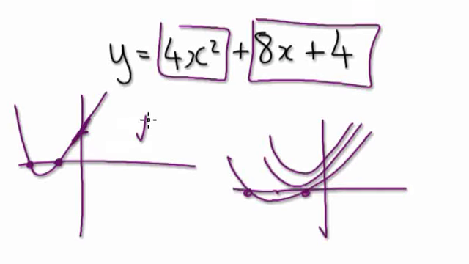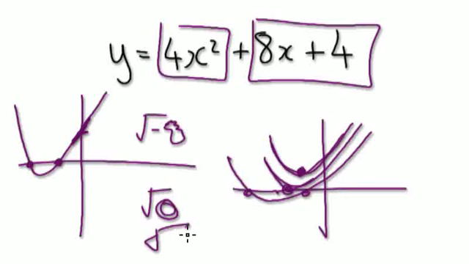Remember, if you come across a square root of a minus number, then there is no solution; it doesn't cross the x-axis. If you have a square root of 0, then it crosses the x-axis once, and if you have a square root of a positive number, then there will be two points where it crosses the x-axis.